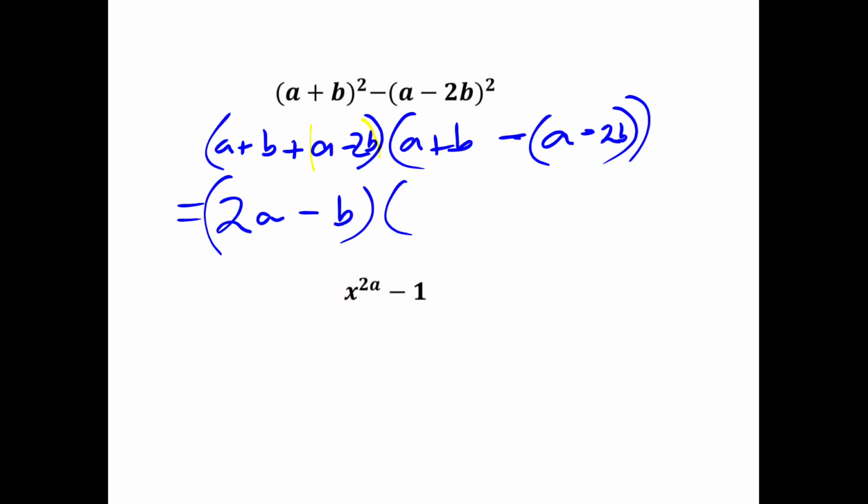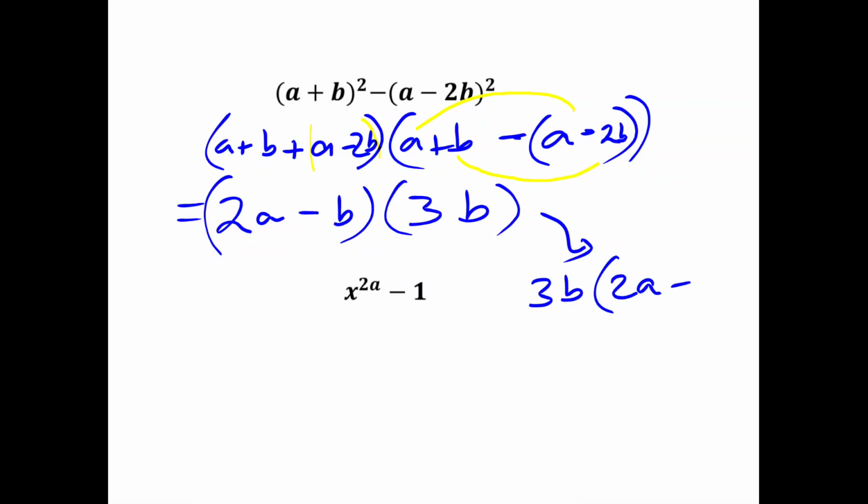Now, clearly, a minus b, a is 0. These two, they cancel one another. And then this one here, it will be a b plus 2b, so it's going to be 3b. This is our factorization. Of course, you would like to write it without the bracket, so it's 3b, 2a minus b.